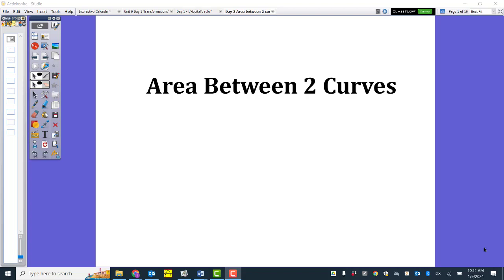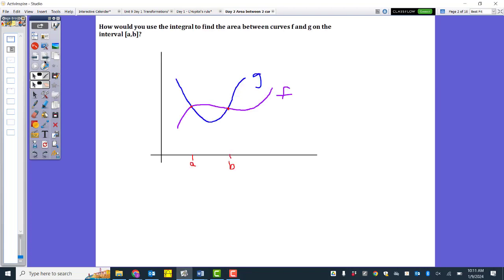All right, today we're looking at the area between two curves. The idea here is we have some curves made by g of x and f of x, and we're looking to find the area bound between them. So that's this area right here. We're going to find that area right here.